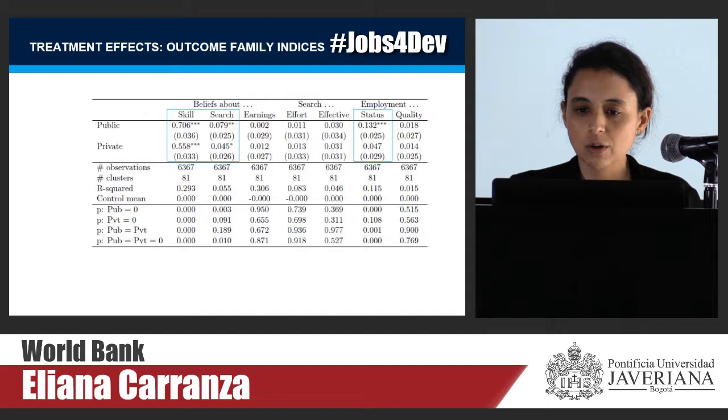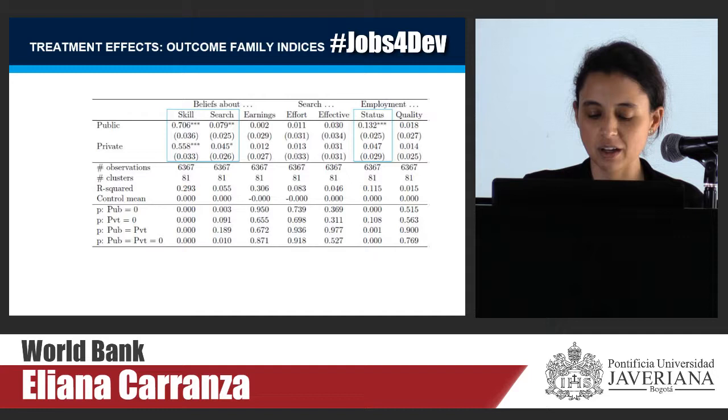You can also observe here that the public group increases the employment status index by 0.13 standard deviations. The private effect is much smaller, less than half the magnitude that we observe for the public group, and the private group also has insignificant effects. The coefficients of the public and private groups are statistically different.